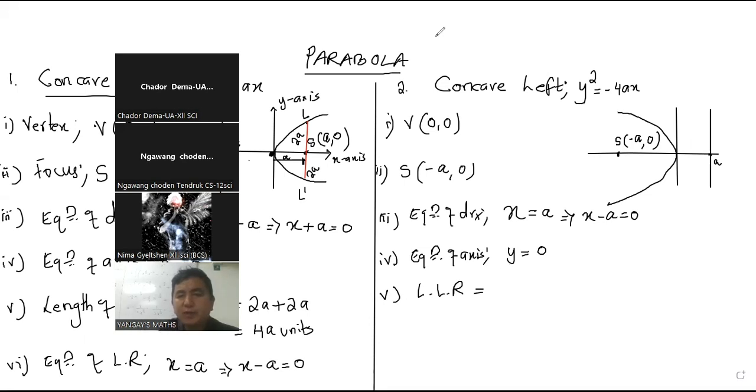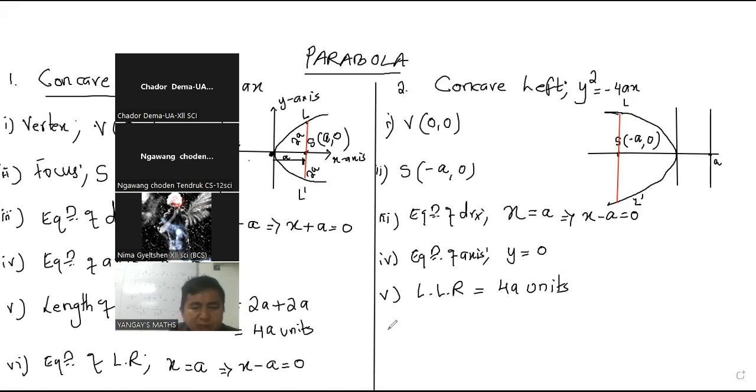Let me draw the length of latus rectum. Let me change the color. This becomes the length of latus rectum. Say L here, and L dash here. What is the length of latus rectum? 4a units. The length of latus rectum remains the same.